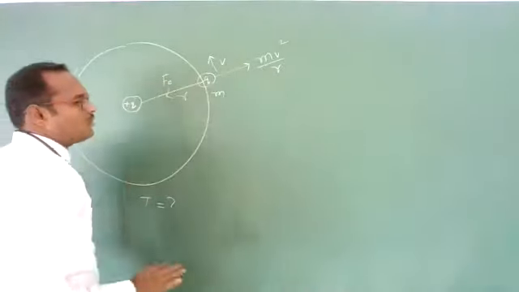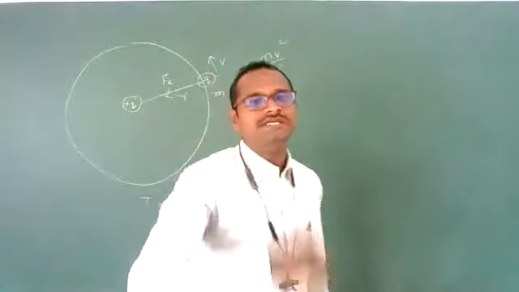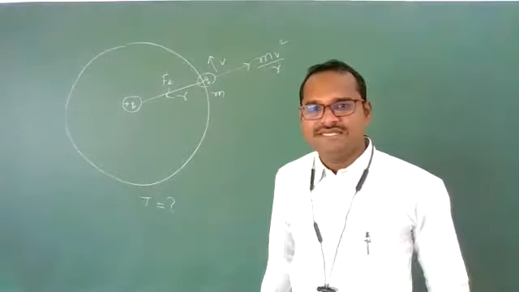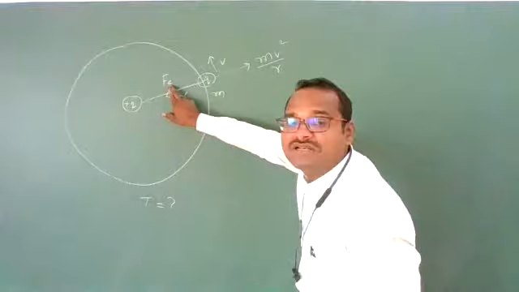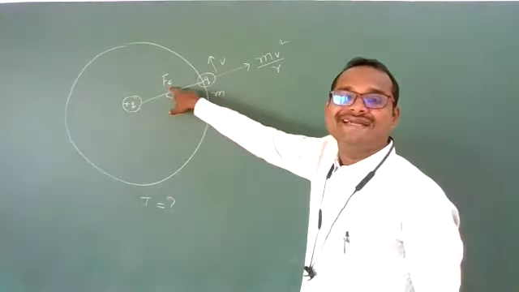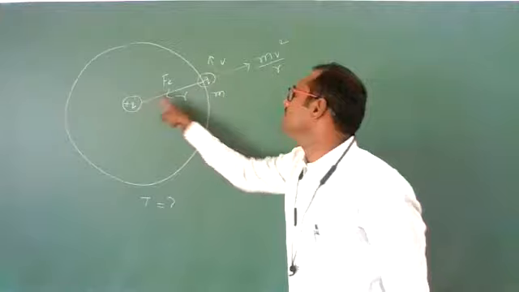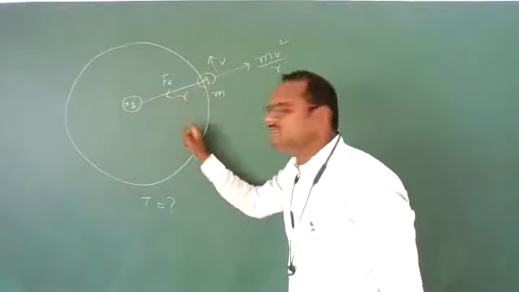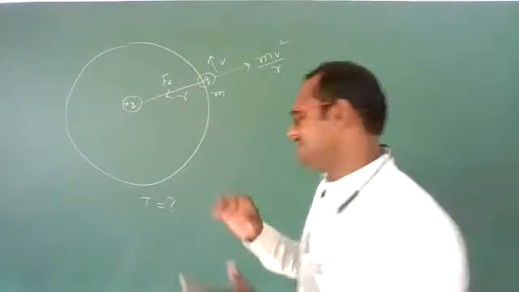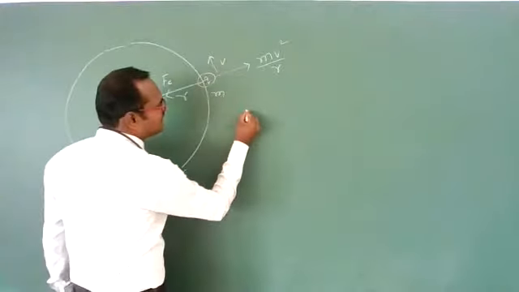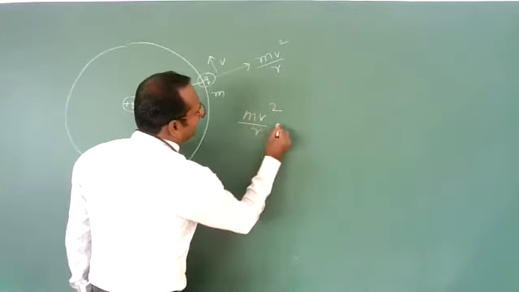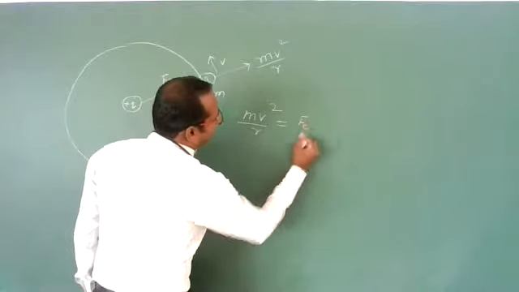So when a charge minus q is moving around a positive charge with a constant velocity, the necessary centripetal force is provided by the electrostatic attraction force between these two charges. And the distance between these two is the radius r of that circular path. That means mv square by r will be equal to the electrostatic force.